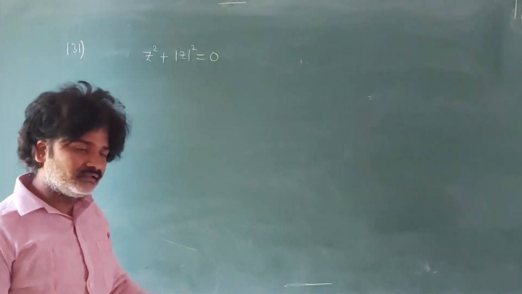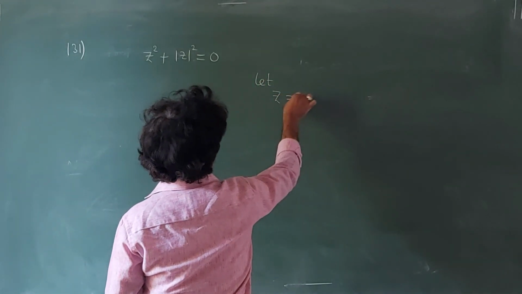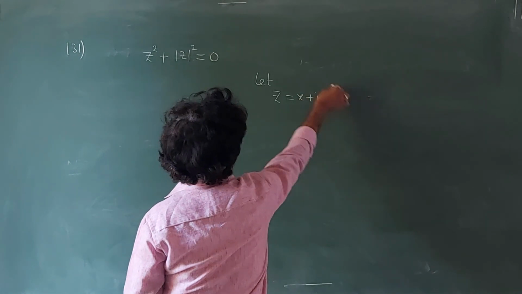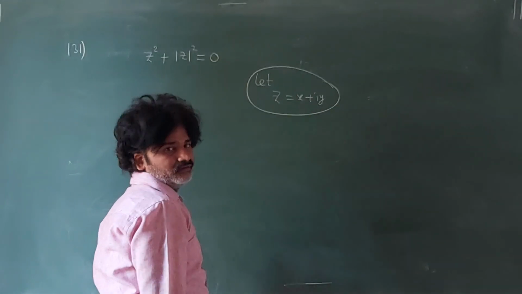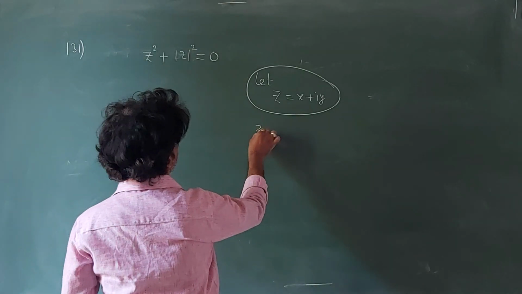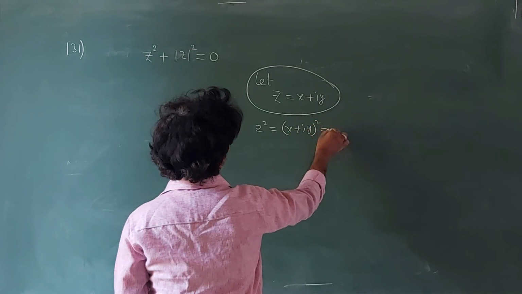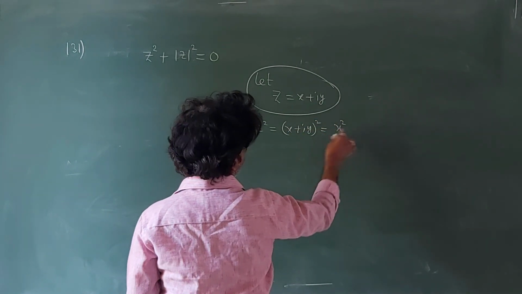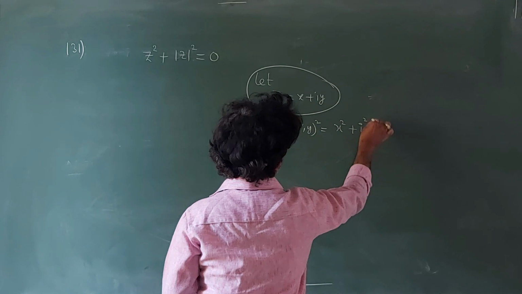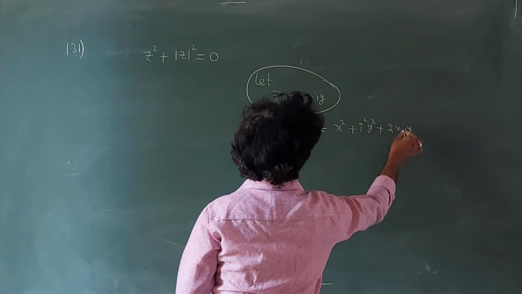I don't know. That's why let us take the general complex number as x plus iy or a plus ib, then substitute in this equation and solve. So what does z square mean? Z square means simply (x plus iy) whole square. Expand like (a plus b) whole square: x square plus i square y square plus 2ab, 2x into iy.